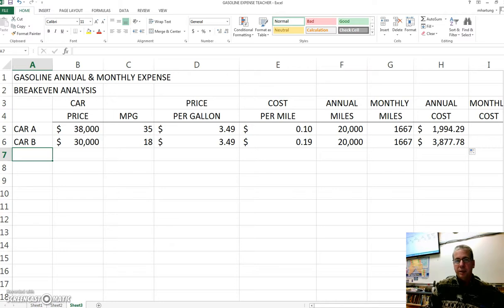We will now calculate a break-even analysis. Let's take a look at the difference between these two vehicles. So let's start by typing the word difference.